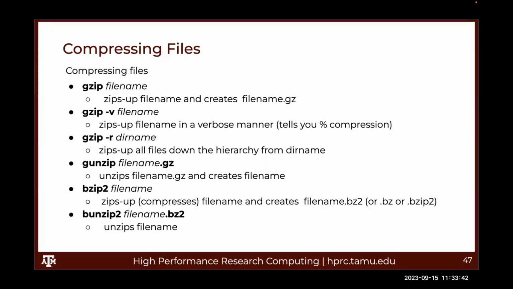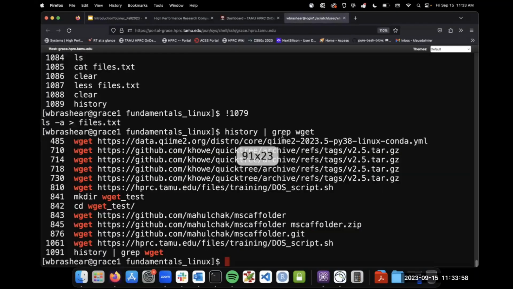Gunzip is just how to decompress that file name.gz, and it creates a file name. You can also use gzip -d. And there's also bzip, which is a different compression style, and bunzip. So let's look at these real quick.